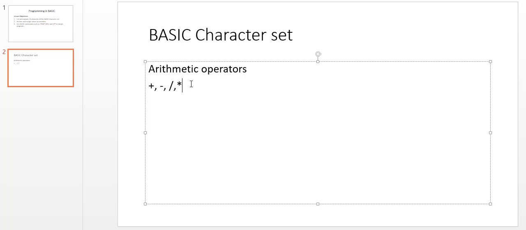You can also include exponentiation. Okay, exponentiation can also be written as this, 2 asterisks. That's also exponentiation. That's raising a value to a power. We also use numbers in BASIC. That is 0 to 9.